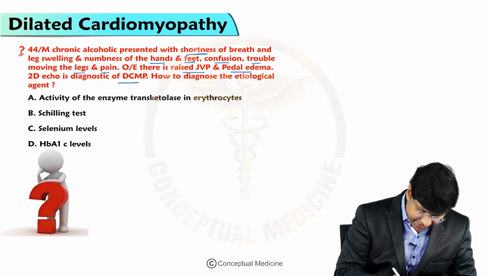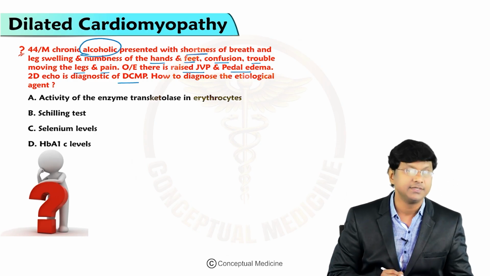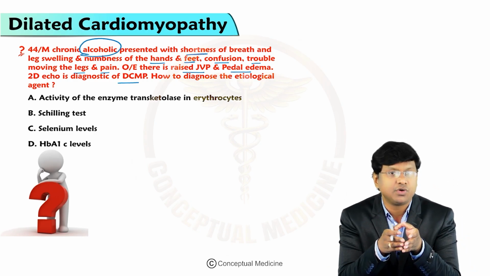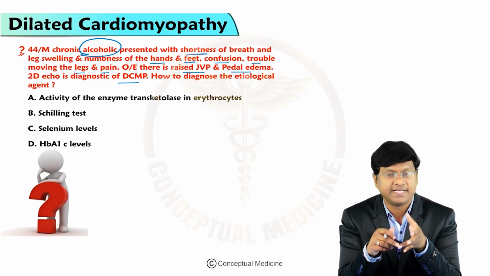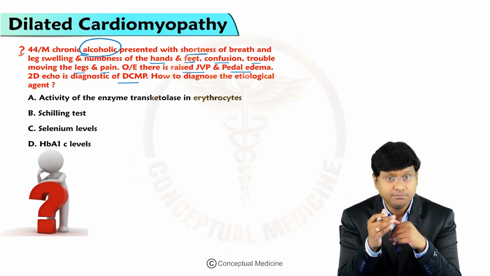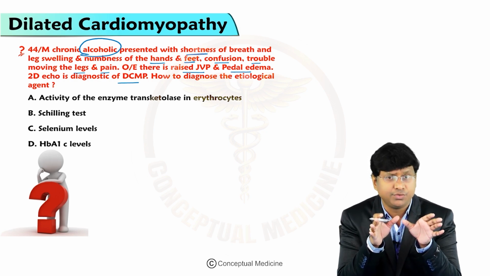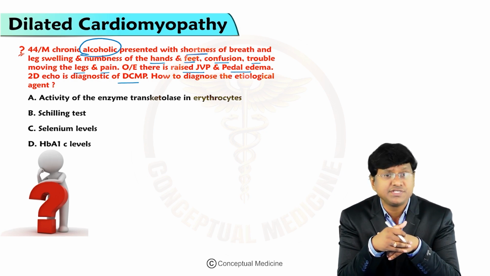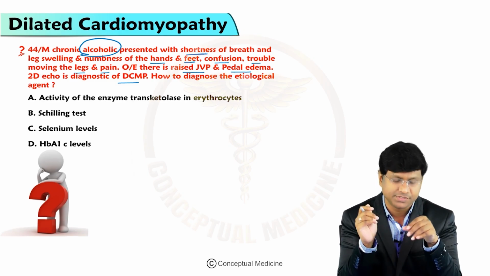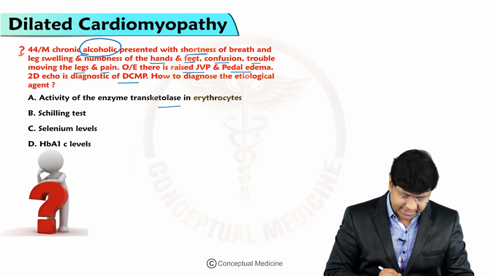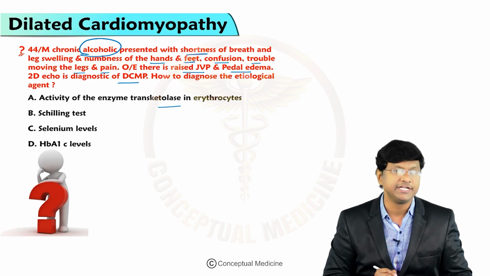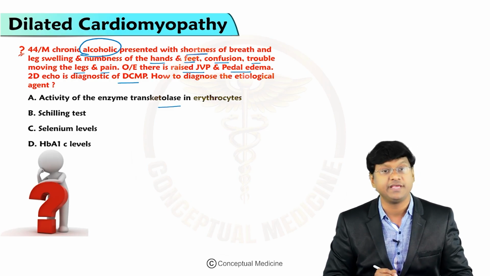Very important clue here is the chronic alcoholic. Along with that, the individual also has difficulty in breathing as well as leg swelling and numbness of the hands and feet. So in chronic alcoholics, you need to know what all deficiencies the individual can develop. You see the options: activity of enzyme transketolase in the erythrocytes, Schilling test, selenium levels, HbA1c levels.